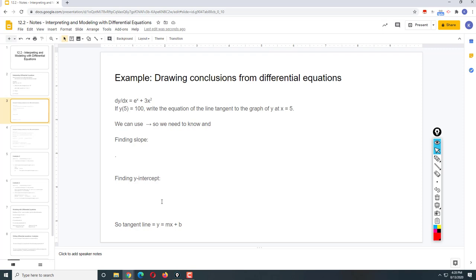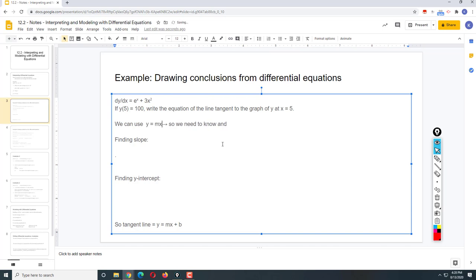Another example. dy over dx is equal to e to the x plus 3x squared. If y of 5 equals 100, write the equation of the line tangent to the graph of y at x equals 5. To write an equation, we could just use y equals mx plus b. But that means that we need to know the slope and the y-intercept. You could also just use point-slope form, which is probably easier. But for the purposes of this example, we'll just use slope-intercept form.